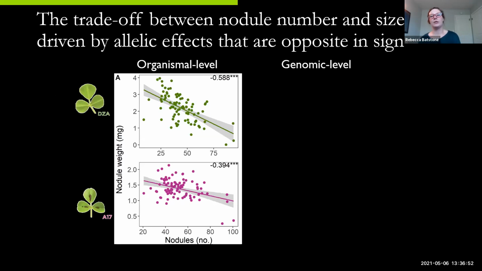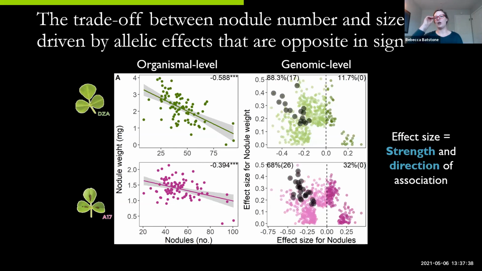Okay. So here are the results at the organismal level when you regress the strain means for nodule number, which is appearing on the x-axis, and nodule weight on the y-axis. The results for plant line DZA are always going to appear at the top in green, while those for A17 appear at the bottom in pink. So for this particular pairwise regression, we see a significant negative correlation, suggesting that these two fitness proxies are trading off with one another. And so another way of saying that are strains that are forming large nodules tend to form fewer of them. And then those that form smaller nodules tend to form many of them.